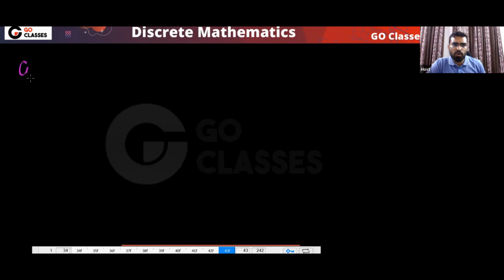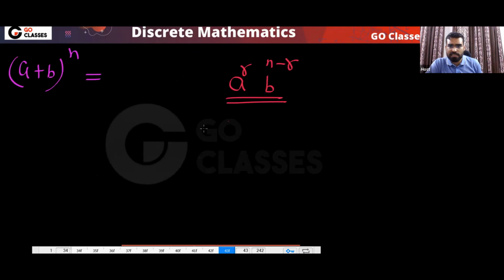And finally, for (a plus b) power n, I can say every term will have a power r, b power n minus r. Every term will be like this. If you have a power r, then the power of b will be n minus r. How many such terms can you create? From n you can decide which r will give you a, and this number of a can go from 0 to n.